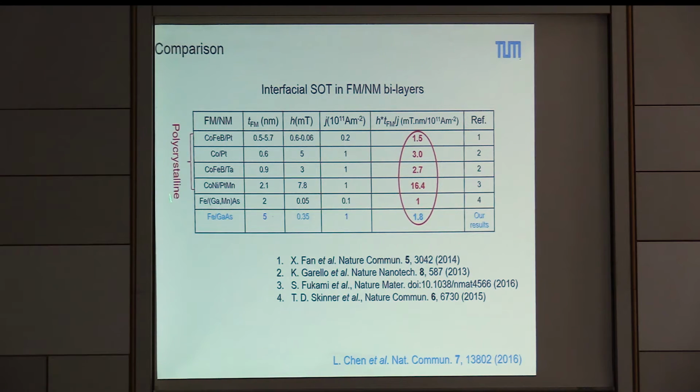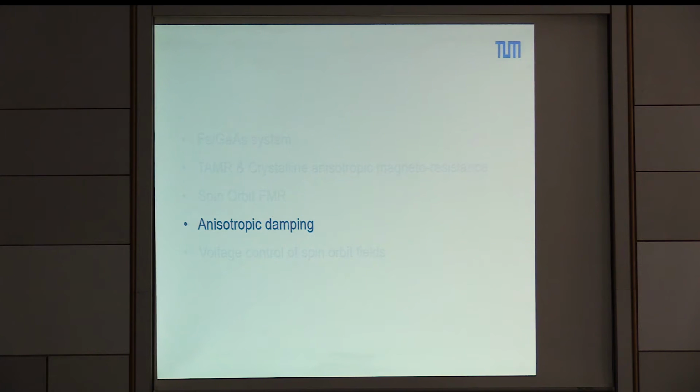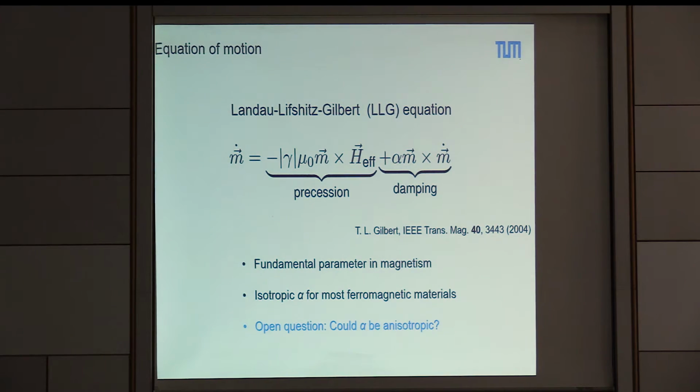All right, we can now compare in a more or less fair comparison with other systems. So these are polycrystalline ones. These are single crystal systems. And you can see, without going into the details, we're not the greatest ones, but we're also not the worst ones. So it's in the range also of metallic systems that you can see here.